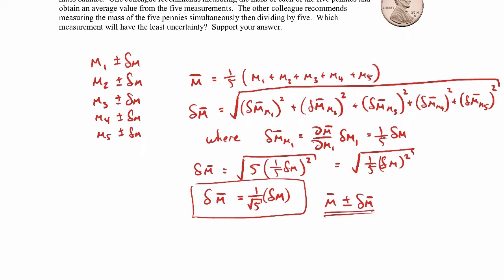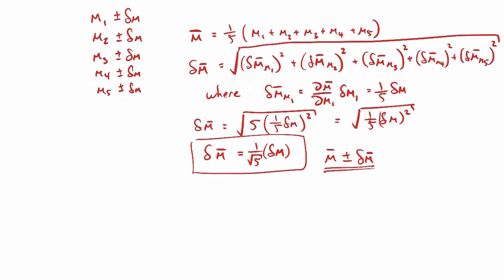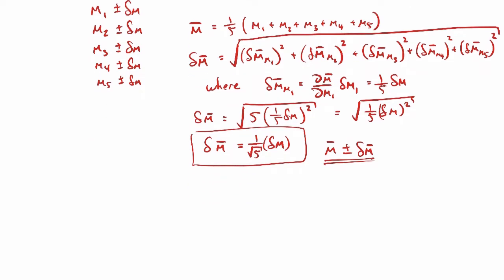Right, so that's how we would report our measurement, I should say. So that's method 1, where we make each measurement individually. Now let's do method 2. For method 2, what we're going to do is put all 5, so let me draw a little sketch here. Here's our scale, and we're going to just put all 5 pennies on there.